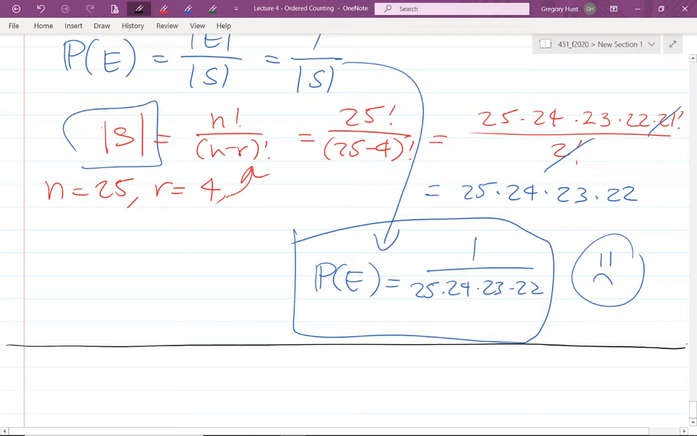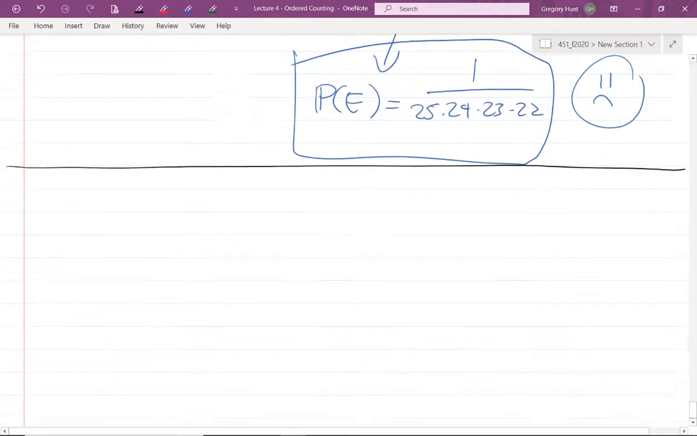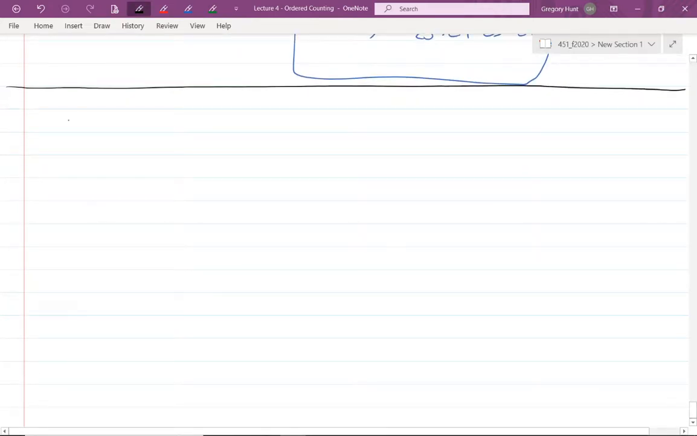So that's ordering, where we care about the ordering, and we don't replace things. Of course, we could talk about sampling where we care about the ordering, but we do replace things after each draw from our sample. So let's talk about that other spot.